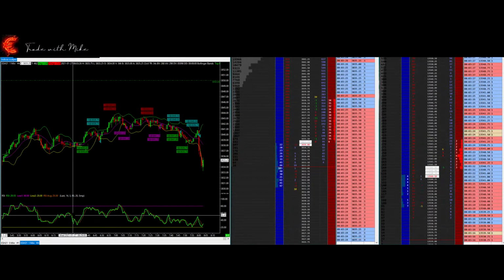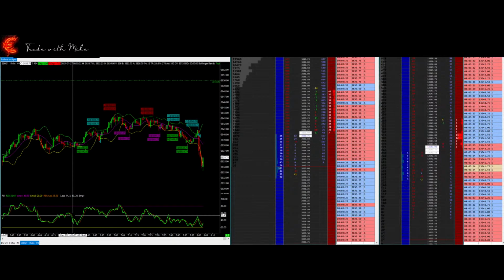So I'm looking for the price now to go higher, where I would be selling again as a continuation trend.